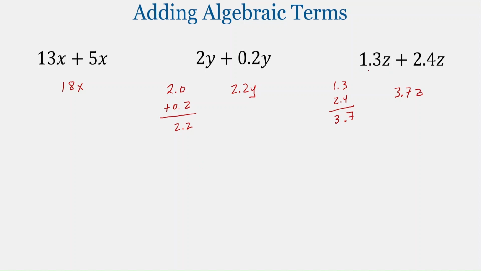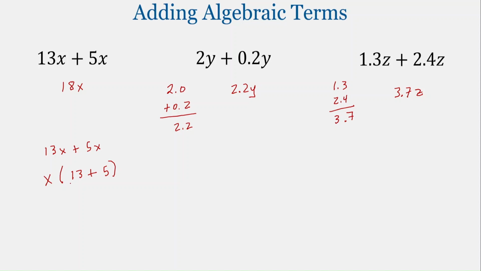Now if you notice, in each of these cases, I'm just looking at the coefficients, kind of ignoring that variable for the time being. And this is because we can take something like 13x plus 5x, and we can factor out that variable. We can pull it out, kind of doing the reverse of the distributive property. And I factored out the x. They had x in common, so I could pull it out.